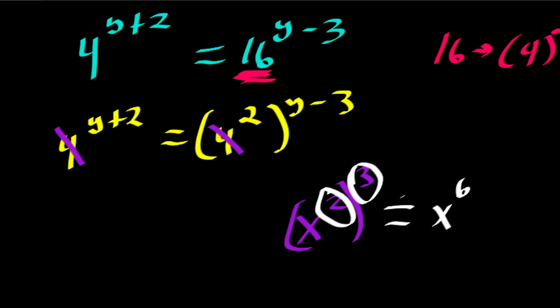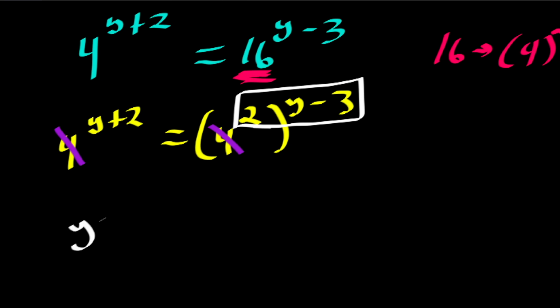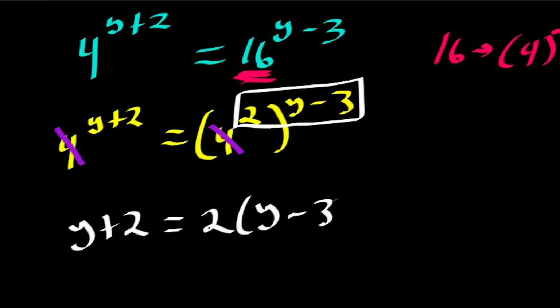So that tells us, if we apply this same logic or this same concept to this problem, we're going to multiply 2 by y minus 3. So it would look like this. y plus 2 equals 2 parentheses, because we're multiplying, y minus 3. So hopefully now you can see we're going to have to distribute this 2.